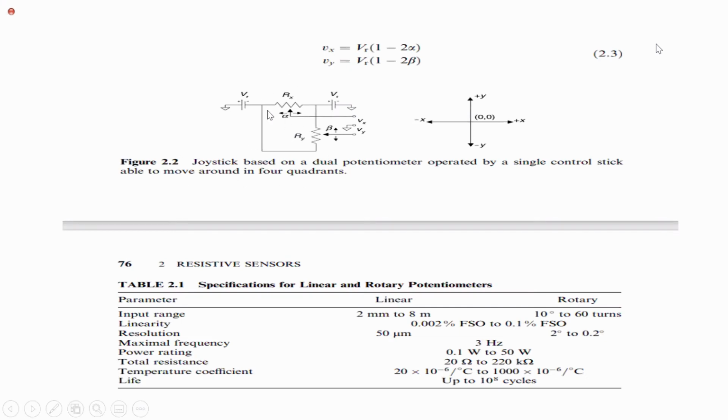This figure is the joystick type of potentiometer. We have connected two voltage sources and two resistors. And the joystick we can move in two directions, left and right and top and bottom.